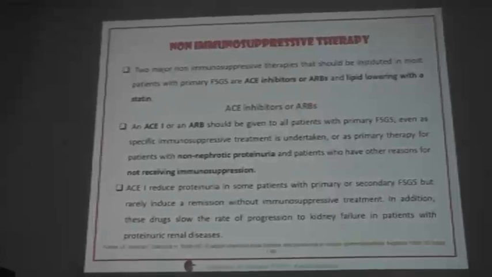remission without immunosuppressive treatment. In addition, these drugs slow the rate of progression of kidney disease, like in other chronic kidney disease. ACE inhibitors or ARBs do so to the same degree in patients with focal segmental glomerulosclerosis, by slowing the progression of chronic kidney disease. And this study on enalapril showed that enalapril improved renal function. It's an old study, but it shows the role of ACE inhibitors.